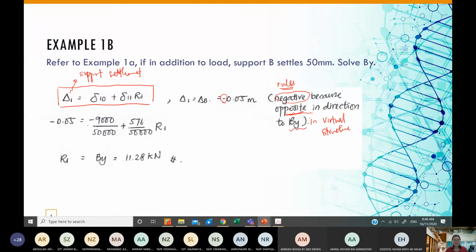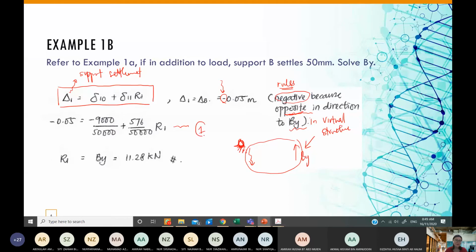So what is this direction for the support settlement? When the support settles, this support, a roller, is actually moving downward. But just now we applied BY in the virtual structure as upward. So this is the opposite direction, so you will have to apply a negative for this support settlement delta 1. Okay, so now you need to resolve this R1 again.